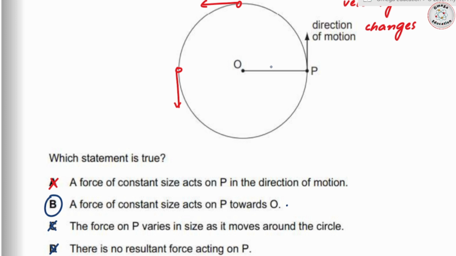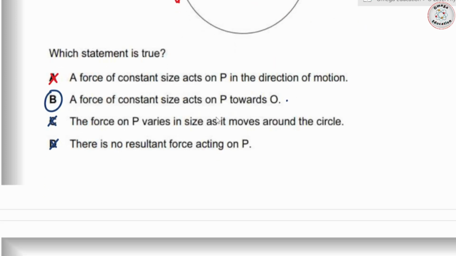Like I said, the direction of that centripetal force is always towards the center of the circle. So this is the direction of your centripetal force. F sub C represents force centripetal, or centripetal force.